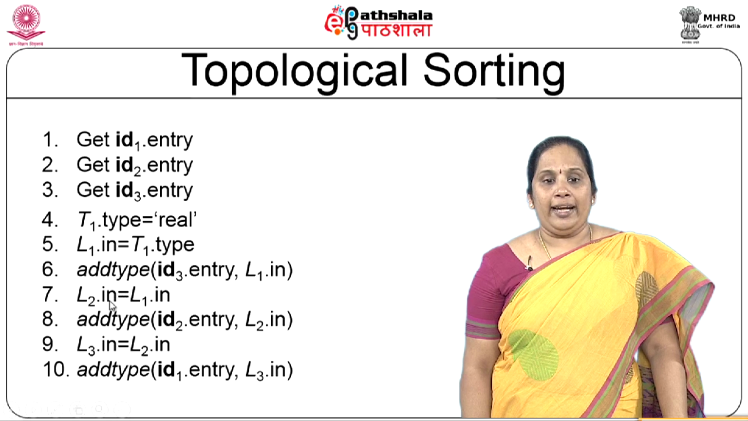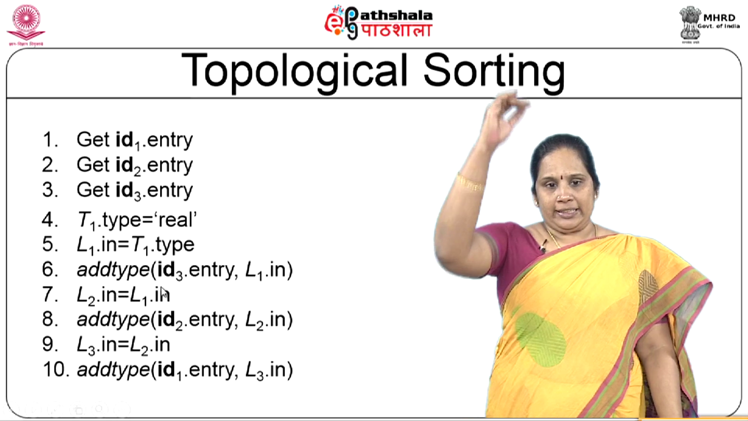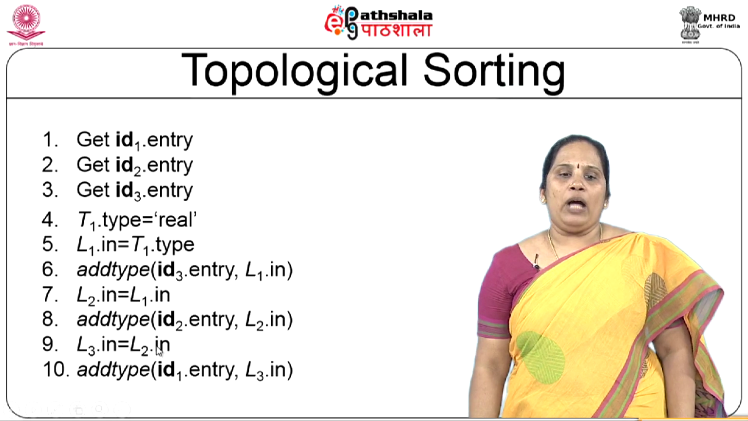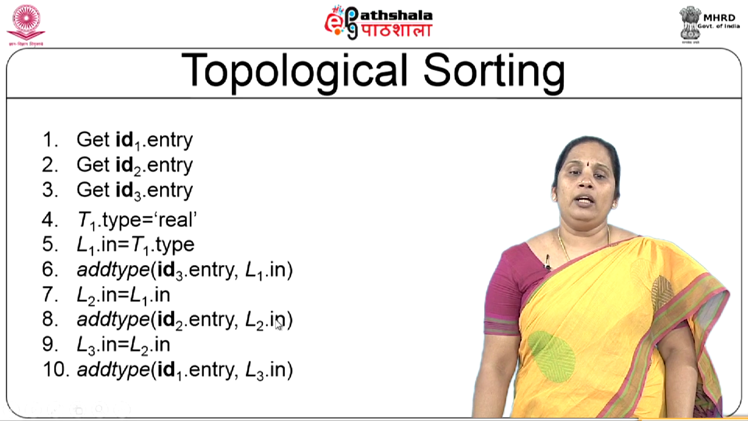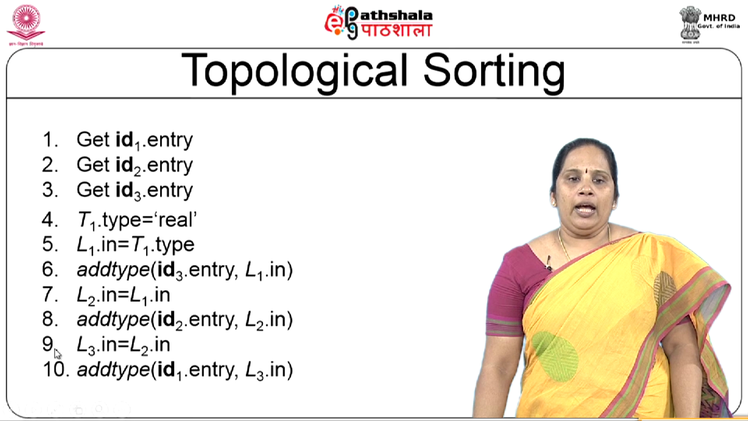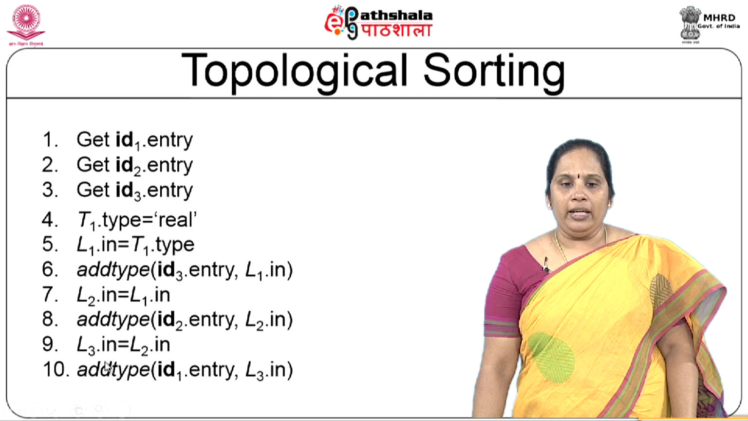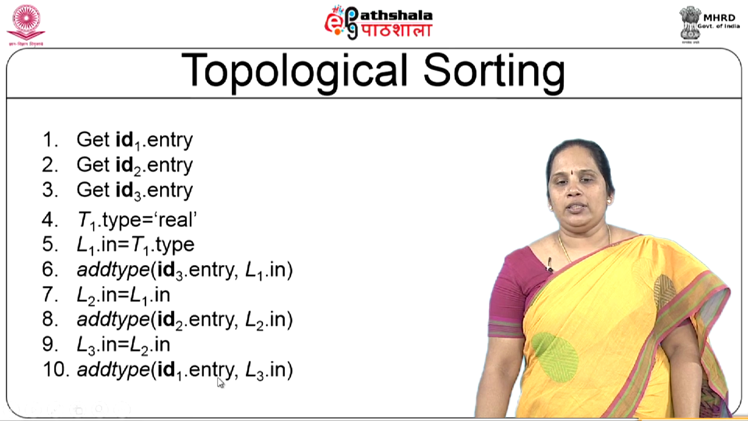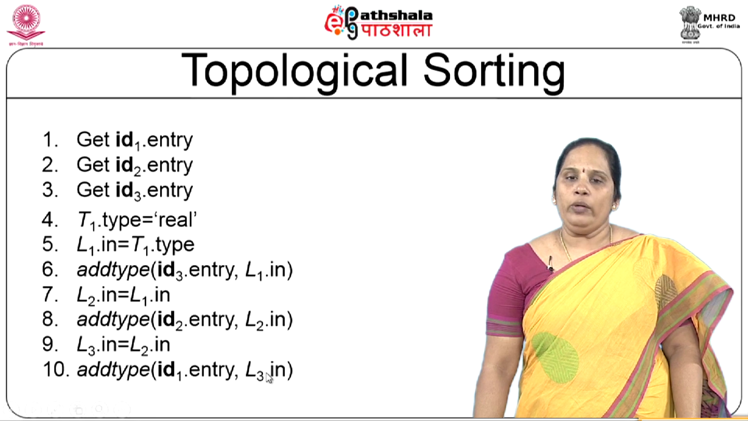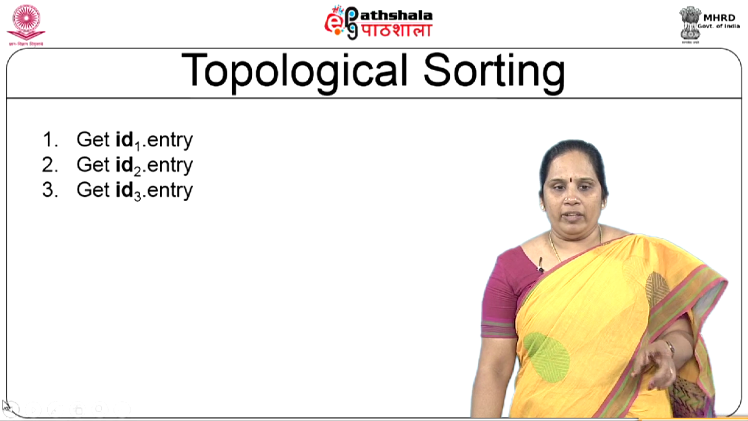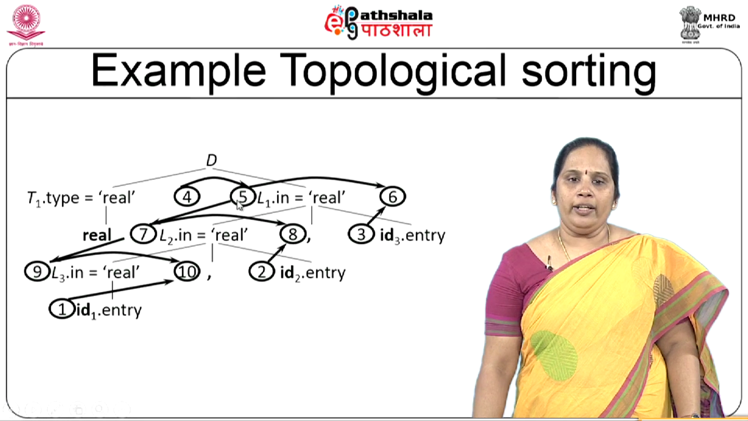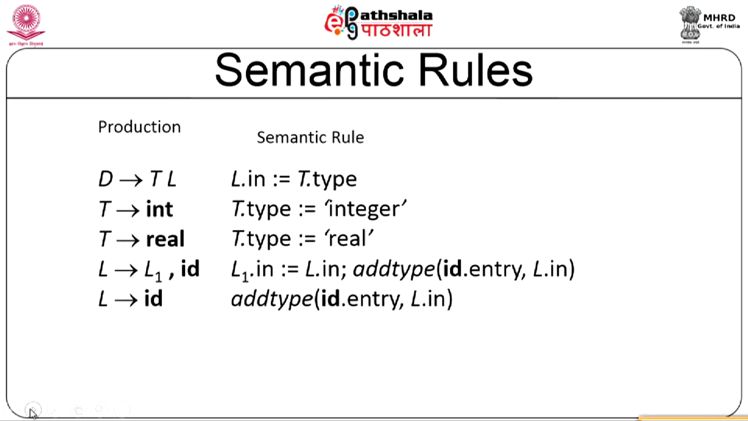Similarly, I can also say L2.in is L1.in, that is, it is deriving from L1. I have to add the type id2.entry as corresponding to the type of L2.in, and then I will do this for L3, and then again I have to add id1's type as corresponding to L3. So, these are the 10 steps that have to be performed, which is nothing but given in the topological sorting order in the previous slide. So, this is what we have seen.